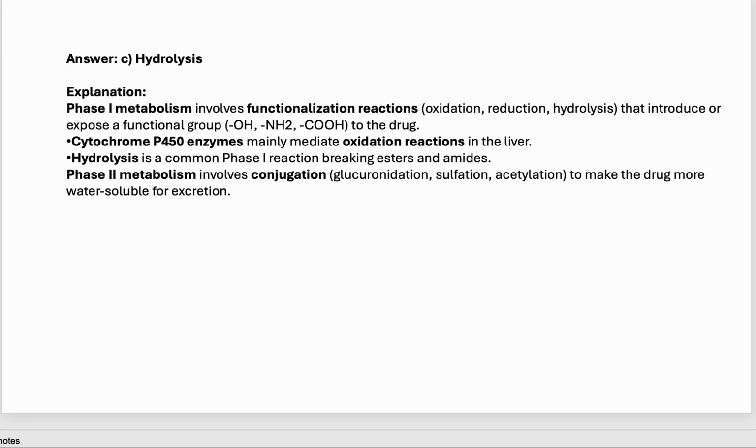That's the correct answer. Phase one metabolism involves functionalization reactions like oxidation, reduction, and hydrolysis that introduce or expose a functional group, like alcohol OH, NH2, and COOH, to the drug. In the case of cytochrome P450 enzymes, they mainly mediate oxidation reactions in the liver. Hydrolysis is a common phase one reaction in which esters and amides are broken down. Phase two metabolism involves conjugation to make the drug more water soluble so that it is excreted more easily.